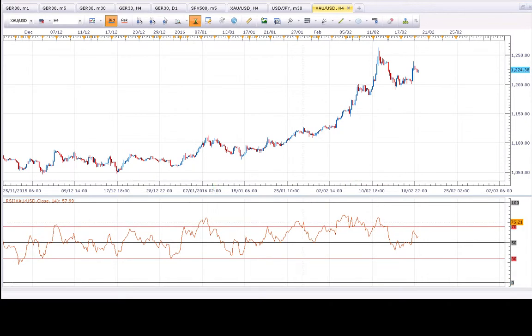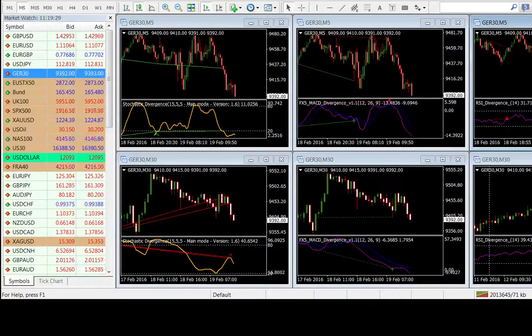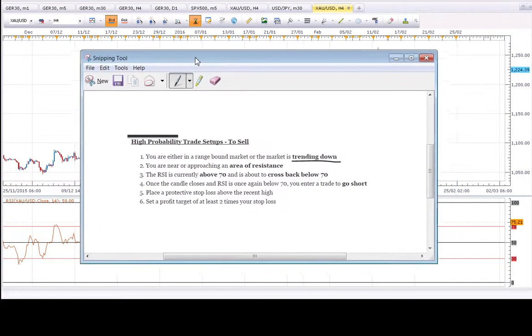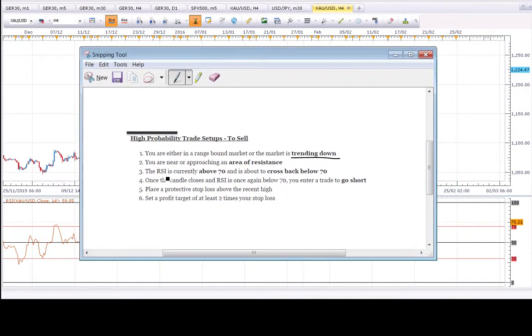Just a quick summary before we continue there. On that selling market, when we were looking at it, the RSI went above into the overbought zone. In this particular case, it was actually 60 and not 70, but the rule would be 70. And as it's about to cross back below 70, you've got yourself a signal. Once the candle closes and RSI is once again back into that neutral area, you go short. You place your protective stop loss above the recent high.